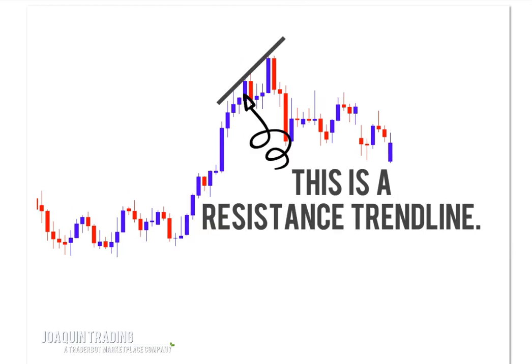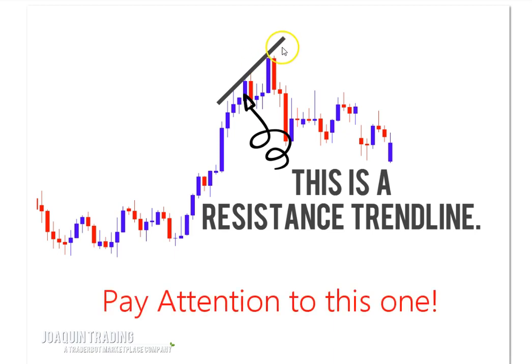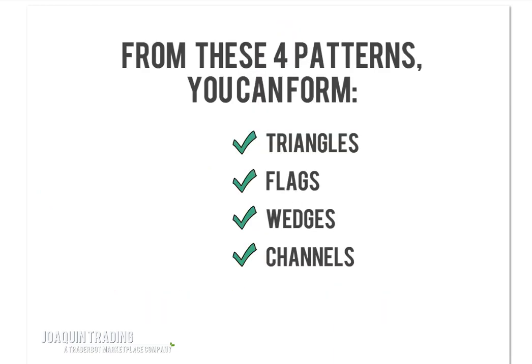This is a resistance trend line. You can even draw a line on the top of resistance in a trending market, and these are very powerful. We're going to talk about that. Now, from these four patterns, you can form triangles, flags, wedges, and channels. Any type of trend line activity you can get from these four patterns. So let's hop right into it.